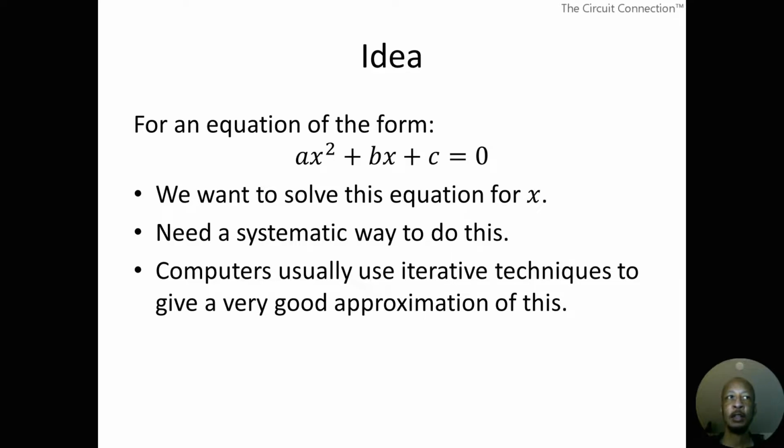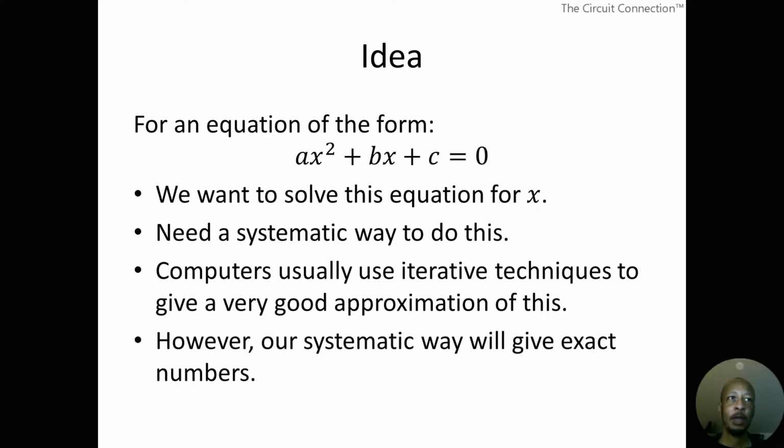Computers usually use an iterative technique to give a very good approximation of this. So when you use a computer system or a calculator that's capable of solving a quadratic equation, what it usually does is make a very, very good numerical approximation of it. Some calculators can give you a symbolic output, and that's when you'll see symbols for irrational numbers such as square root of 2 or pi, instead of just giving you a really good approximation. So they do have those types of calculators and computing systems, but usually you're going to get a very good approximation of it.